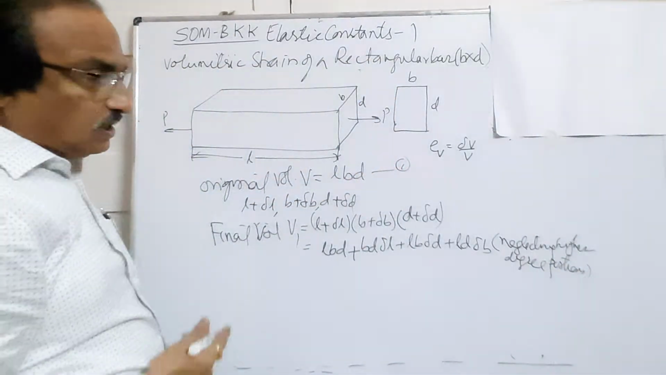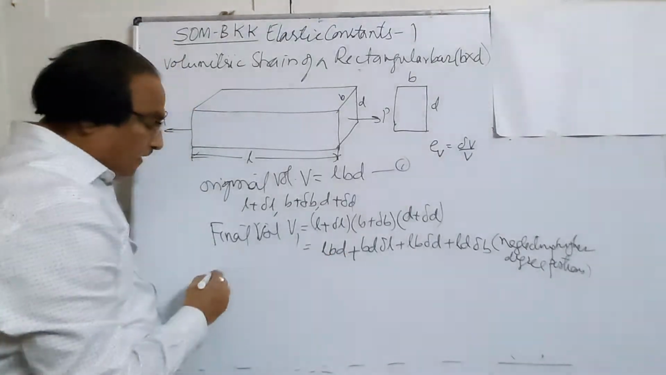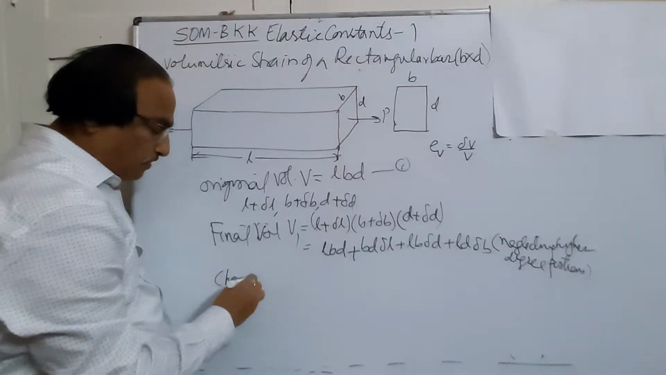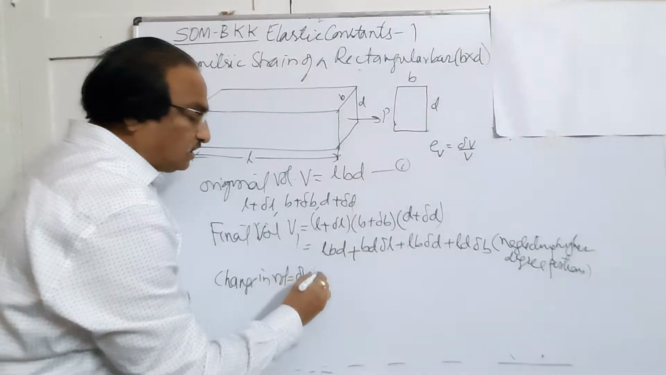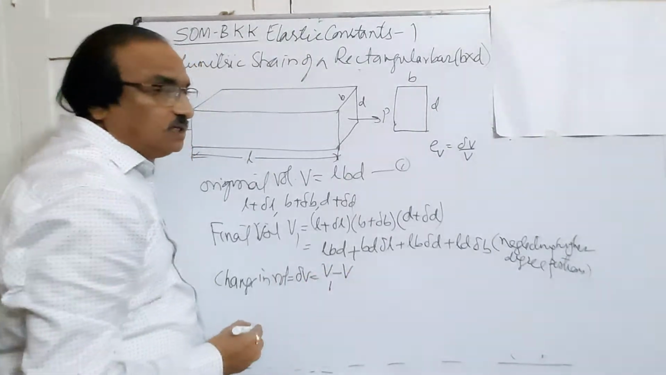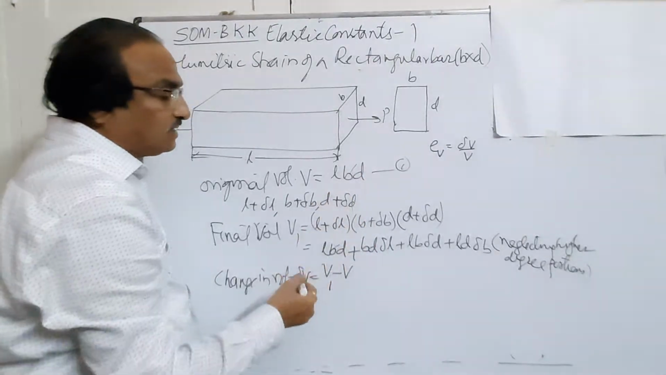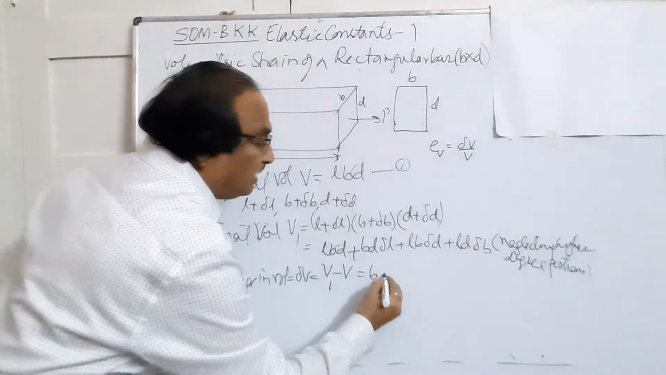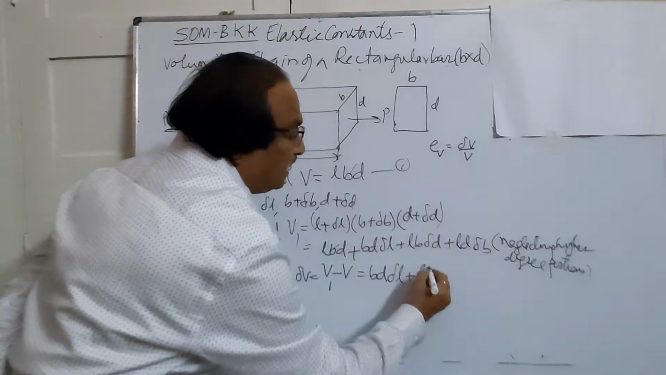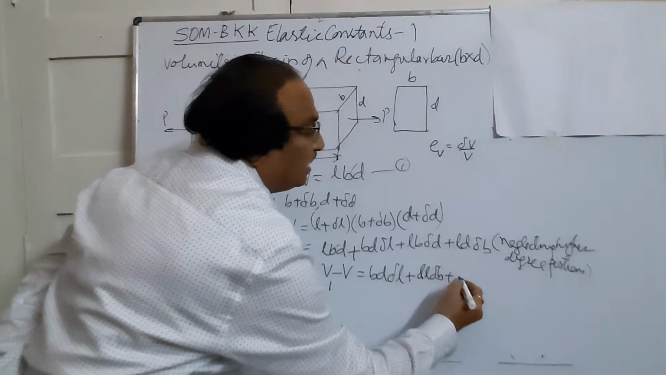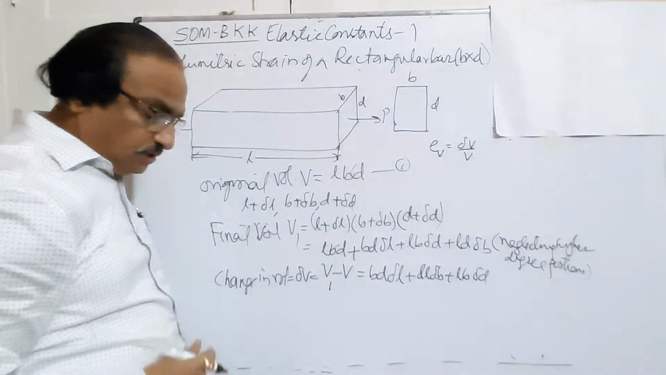So we will neglect the product of higher quantities. We are neglecting the product of higher quantities, so we are left with this. So change in volume, if I call it delta V, is given by final volume minus the initial volume. Now if we subtract these two, these two get cancelled. So we are left with BD delta L plus DL delta B plus LB delta D. So this is the change in volume.